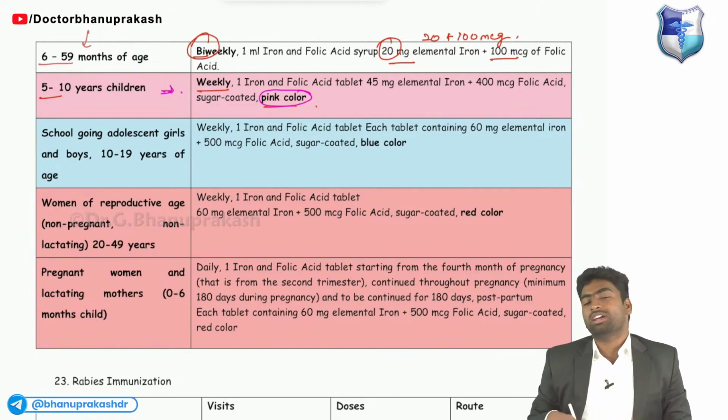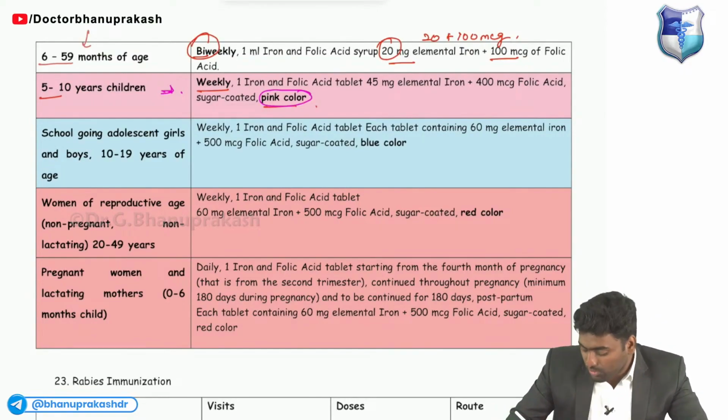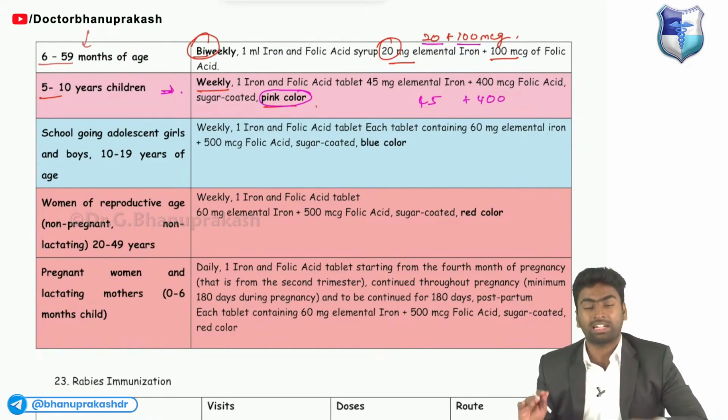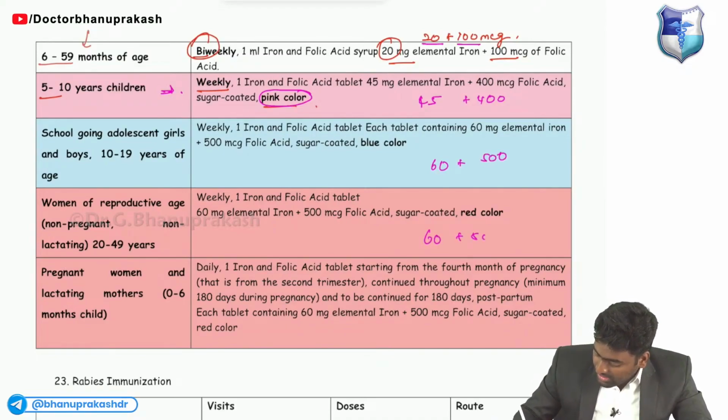Once they grow, they will become boys and girls. Here the dosage is 45 plus 400. It is 45 and 400. And after that it is the same everywhere: 60 plus 500.